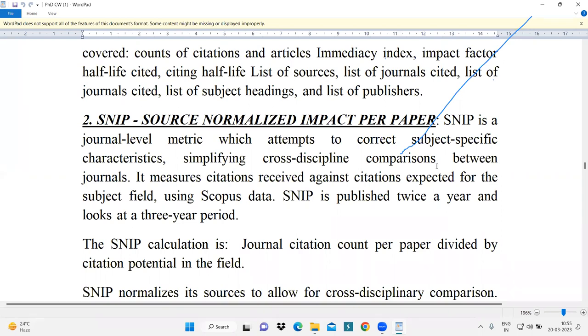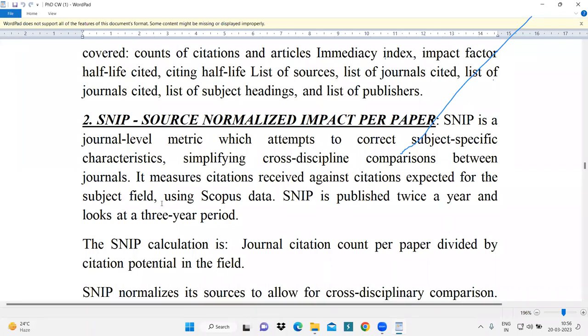There are some publications which have cross discipline or interdisciplinary subjects. So whenever we are publishing such an interdisciplinary article, different interdisciplinary subjects and interdisciplinary journals are available. But this SNIP, source normalized impact per paper, is doing a subject-wise segregation, right? So how is it going to help? SNIP is a journal level metric which attempts to correct subject specific characteristics, simplifying the cross discipline comparison between the journals. It measures the citations received against citations expected for the subject field.